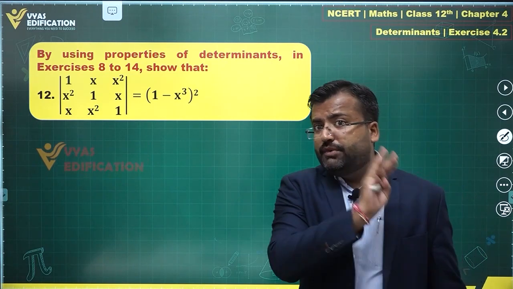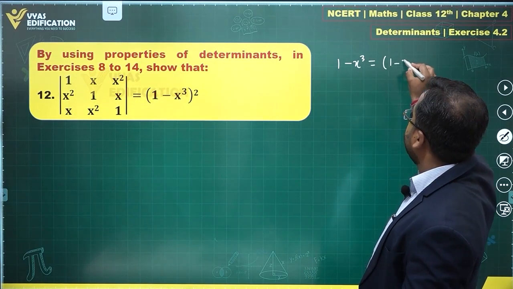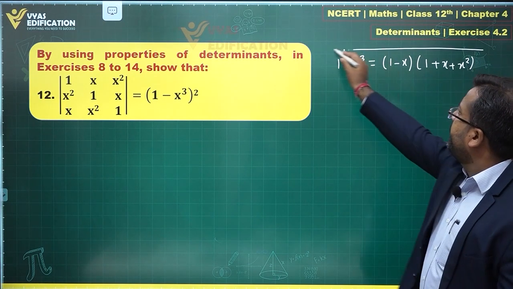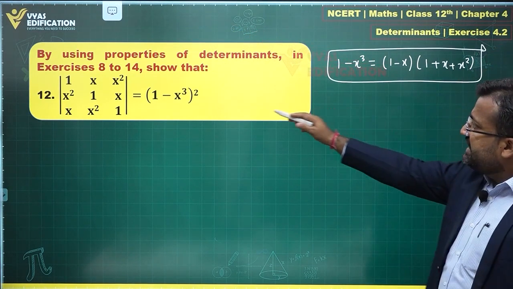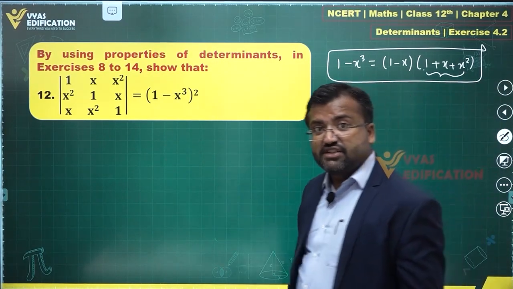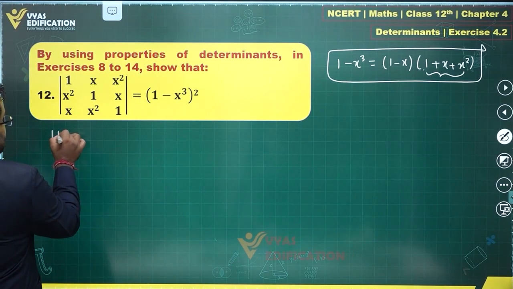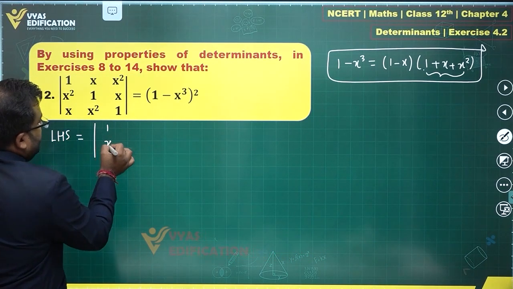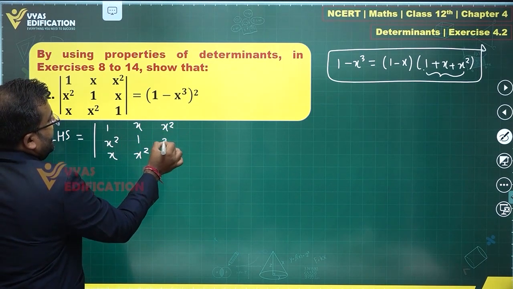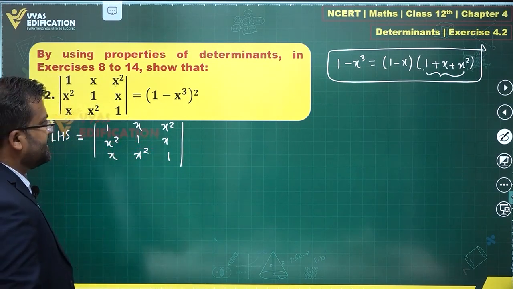If you observe carefully, there's no x cube term as such. But 1 minus x cube is actually equal to 1 minus x times 1 plus x plus x square, is it not? Yes. So imagine this 1 minus x cube as this, and yes, this is useful since you have 1, x and x square everywhere. Right? So the LHS can be simplified as this is 1 x x square, this is x 1 x square, this is x square x 1. I can add rows and columns together and maybe simplify this somehow.